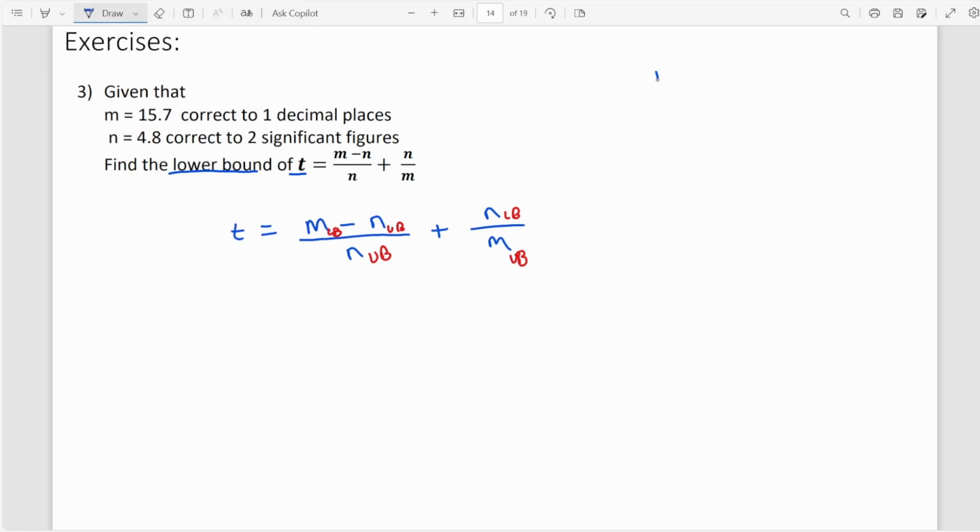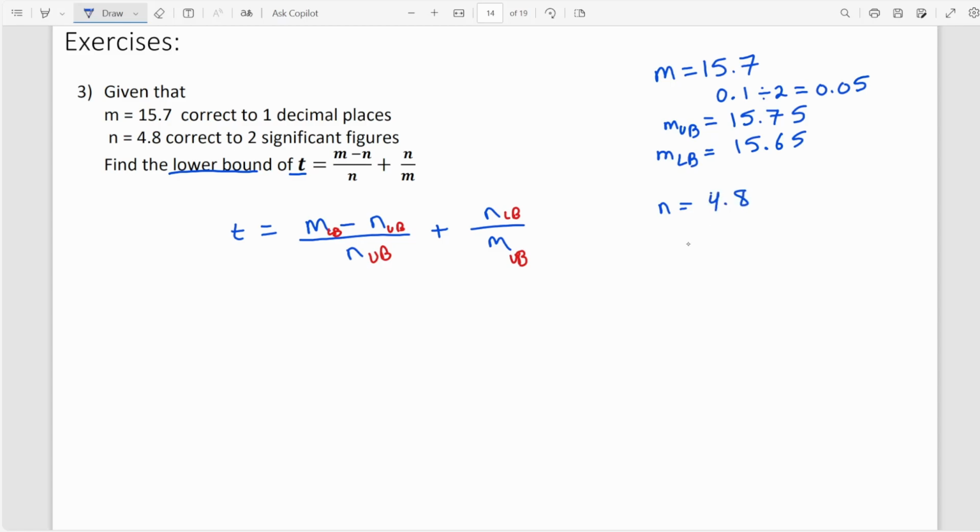So m is equal to 15.7. This is correct to 1 decimal place, so my unit of round is 0.1. Dividing this by 2, we get 0.05. So m upper bound is 15.75, and m lower bound is subtracting those, which is 15.65. Now for n is equal to 4.8. N upper bound is, sorry, I didn't find the unit of round.